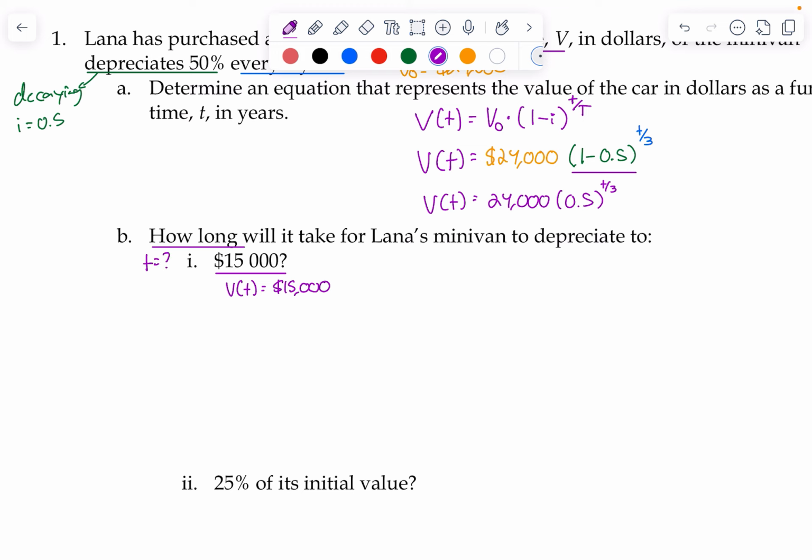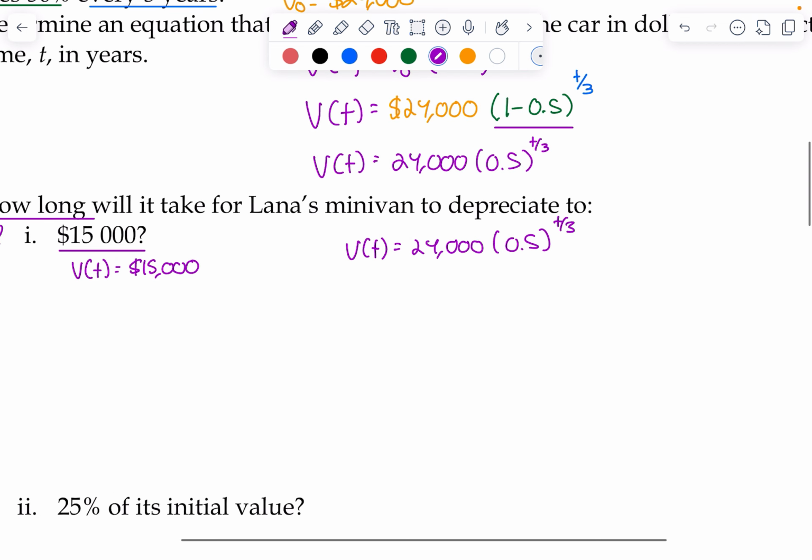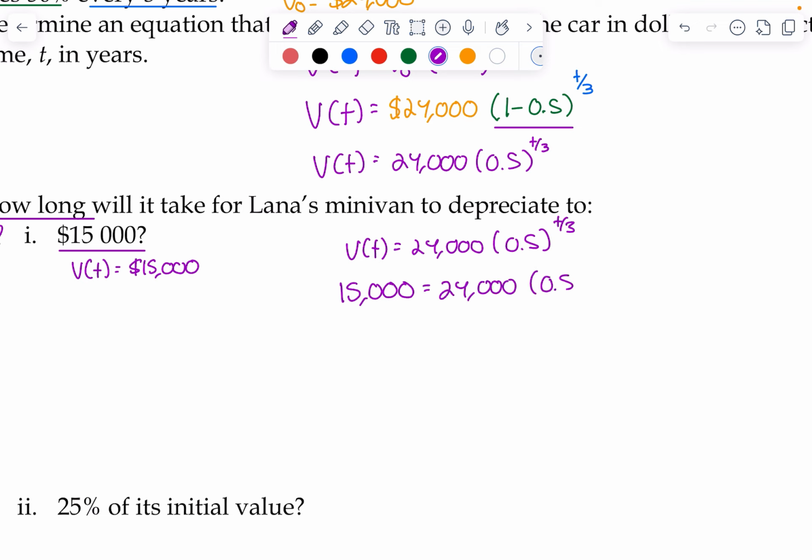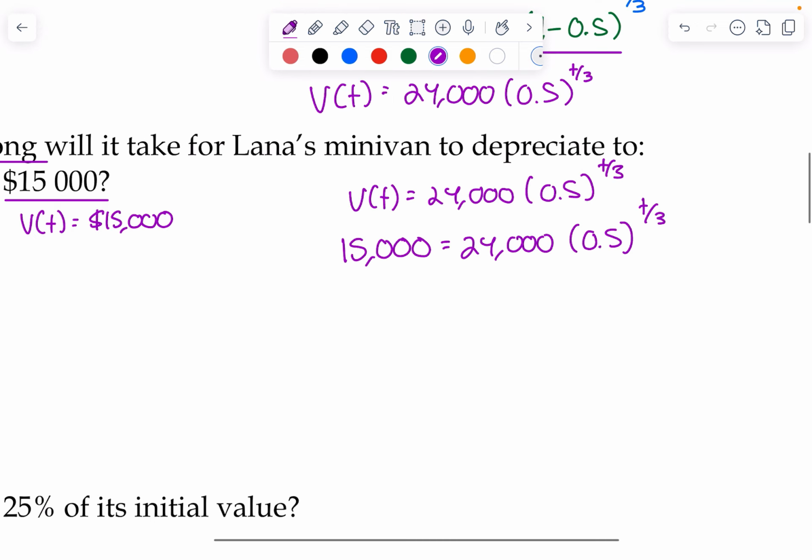So if we have our equation, which is just reading from above, 24,000 times 0.5^(t/3), I am just substituting in 15,000 for the left side of my equation. And then the only unknown in this problem is now that little t in the exponent. So let's rearrange the problem so we can isolate for little t.